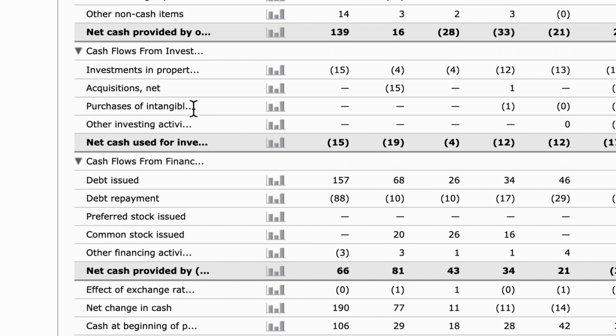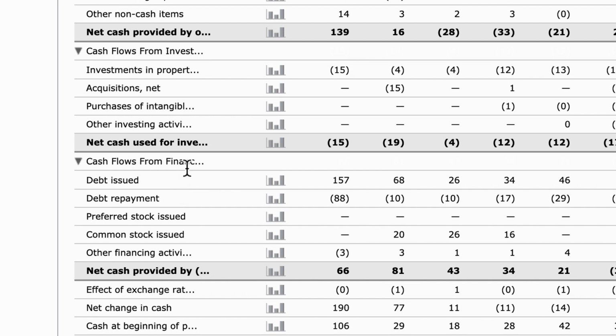The next line down is purchase of intangible assets, and this can be things like a logo or a patent, something that isn't physical. So it would represent cash flow out as a negative number. So net cash used for investing is the sum of all of those lines added up, representing negative or positive cash flow.